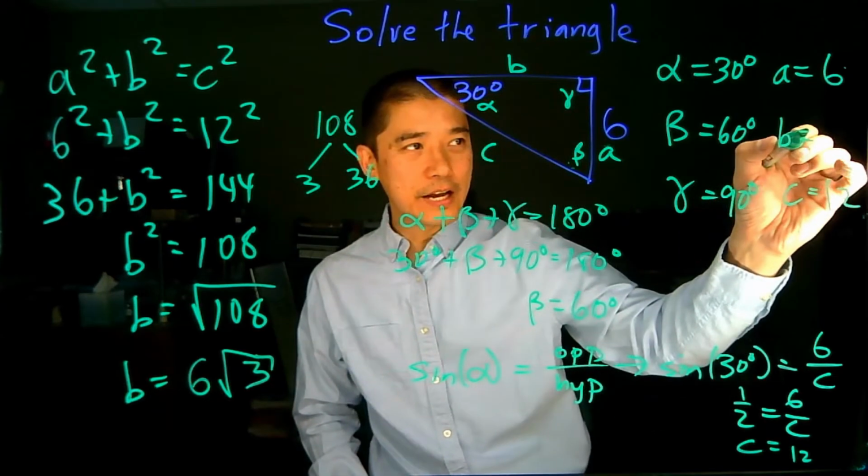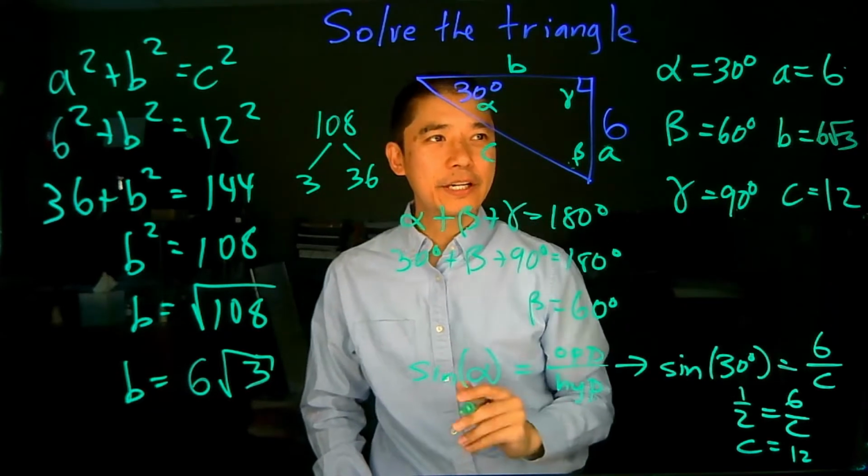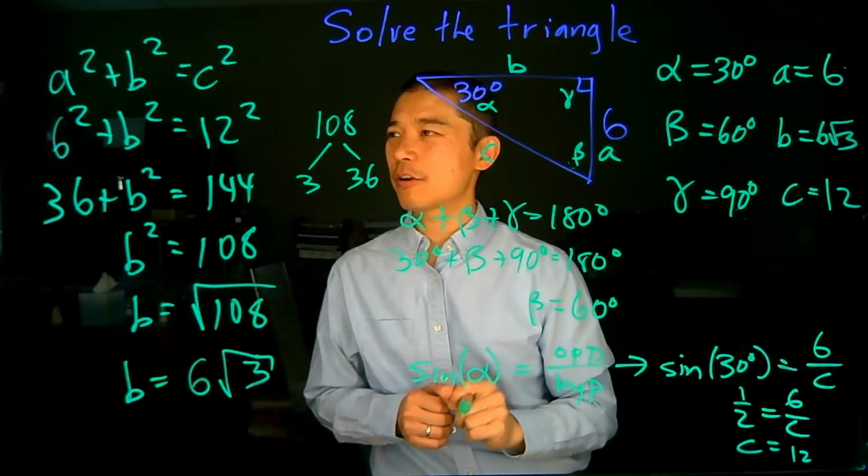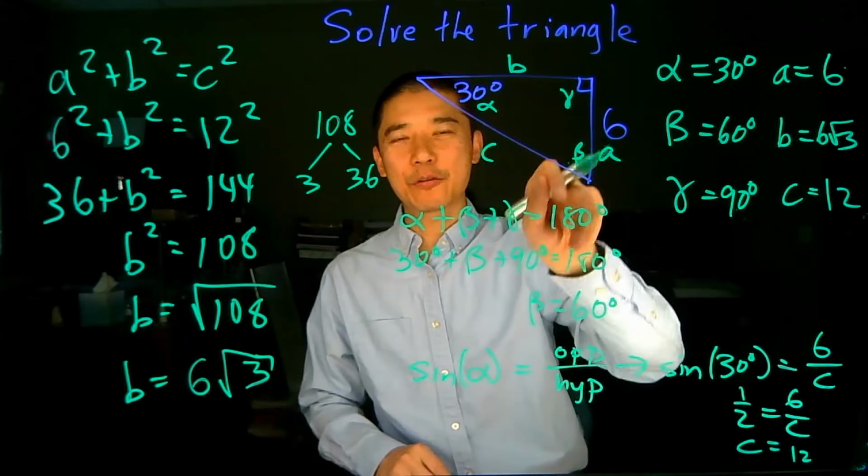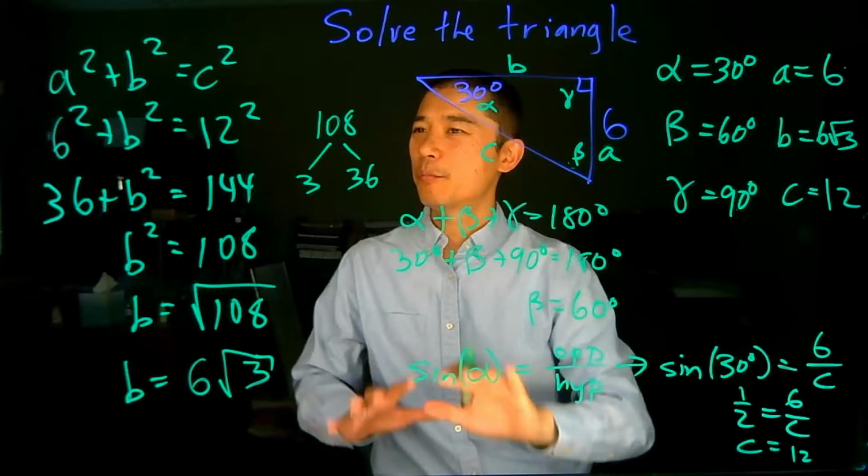And so the third side is 6 square root of 3. And again, because it's a 30, 60, 90 triangle, you could have done that by just remembering the ratios between the various sides. But it's important to see the big picture as well.